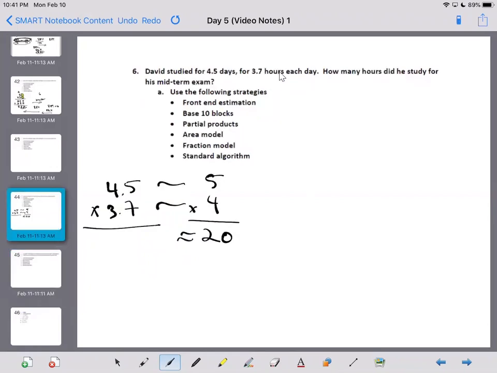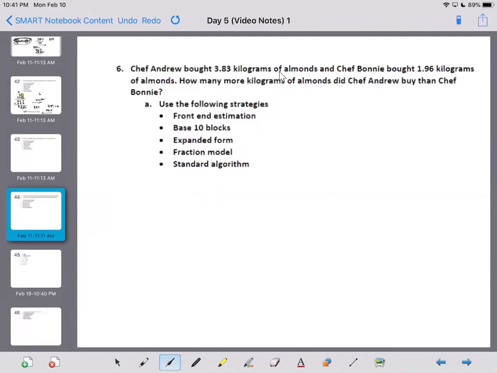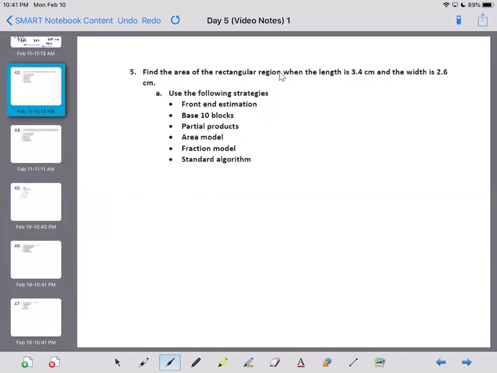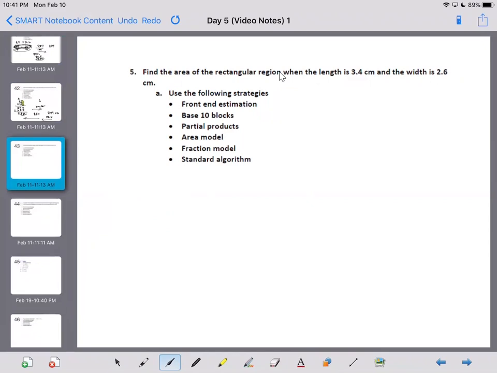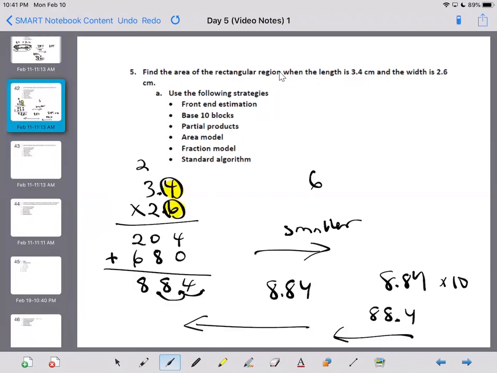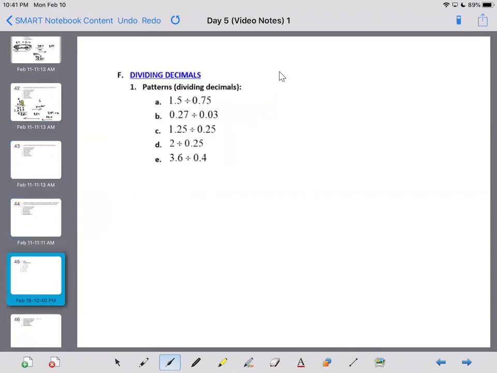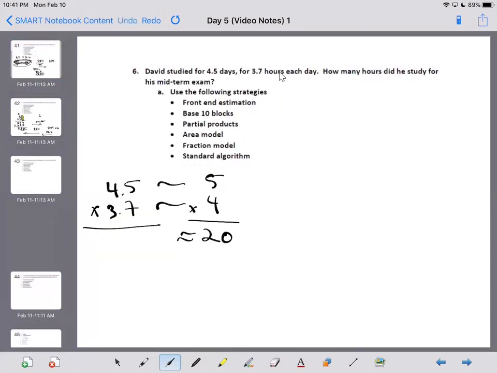All right, so let's go to the base 10 blocks. And sorry, that's where I was. And I lost my place here, because I think I deleted it. So there I was, right there. Okay.